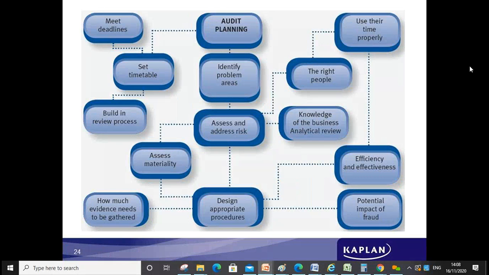Then we discuss audit planning: meet the deadline, set the timetable, identify the problems, assess and address the risk. All these points affect the efficiency and effectiveness of your audit, so we need to make sure we follow it.